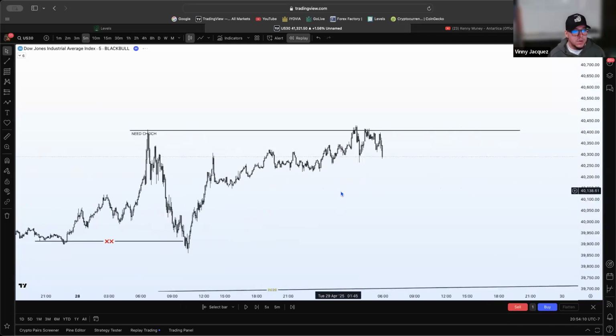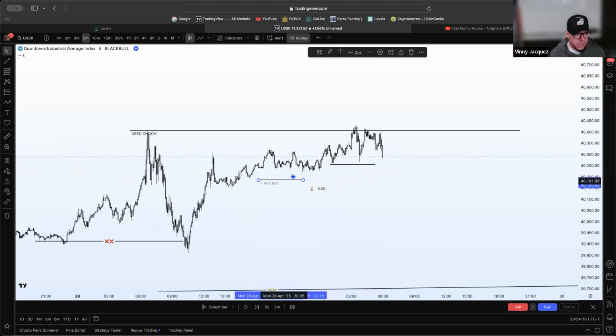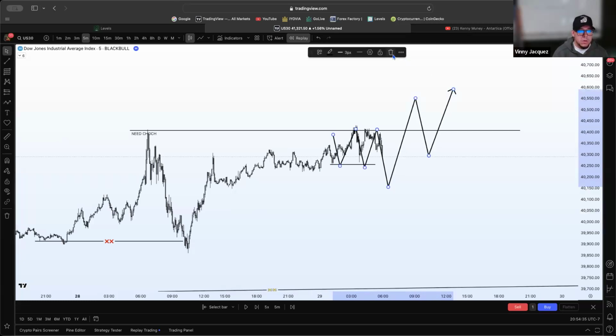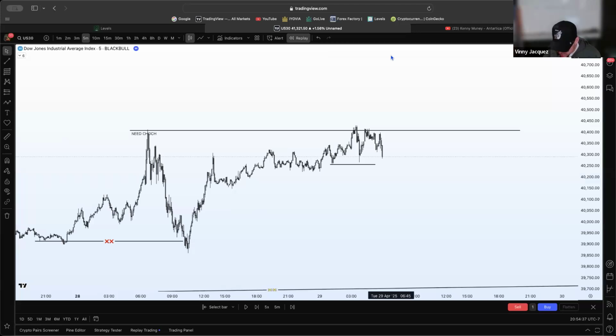And what I want to see now is I'm looking for liquidity. I'm identifying liquidity here, here. If the market is going to continue bullish, what I want to see is liquidity, a sweep, and a change of direction for that new bullish structure so we can continue looking for buys. That's exactly what I want to see.